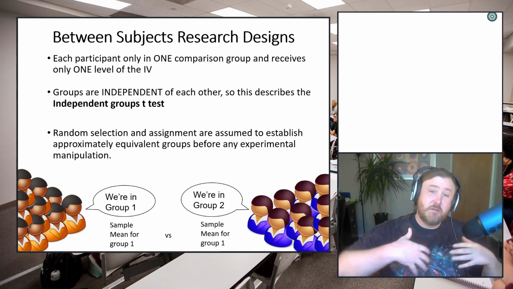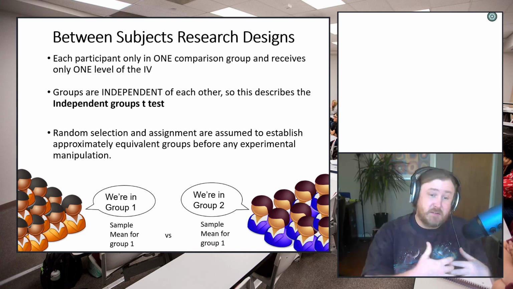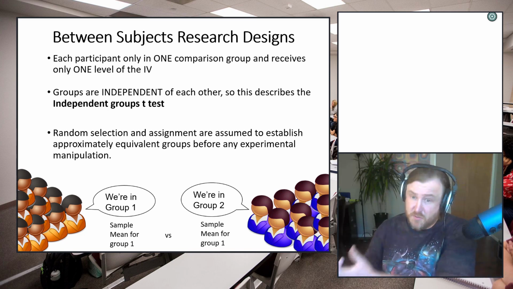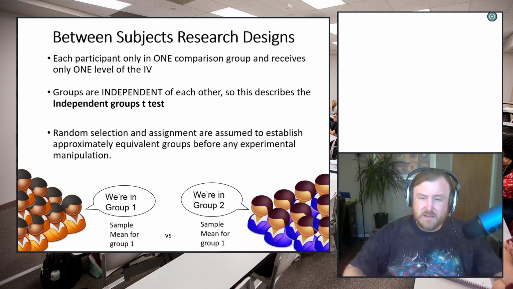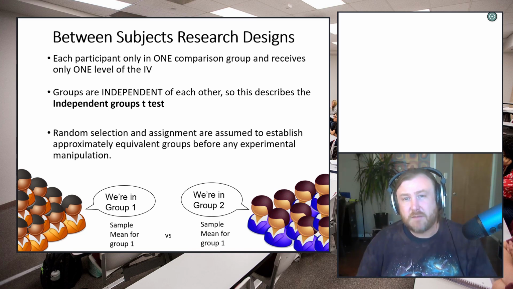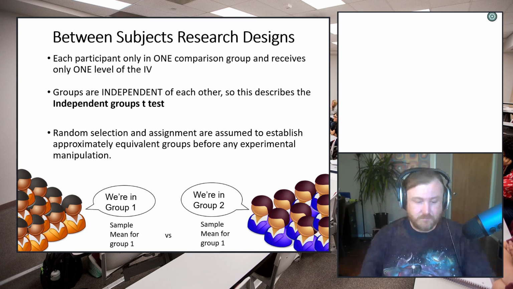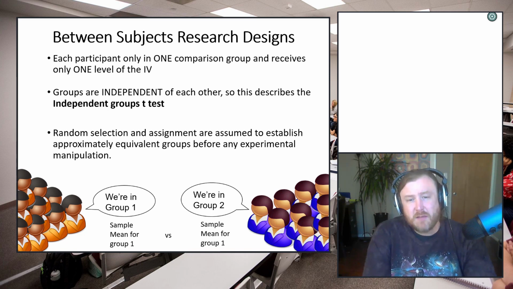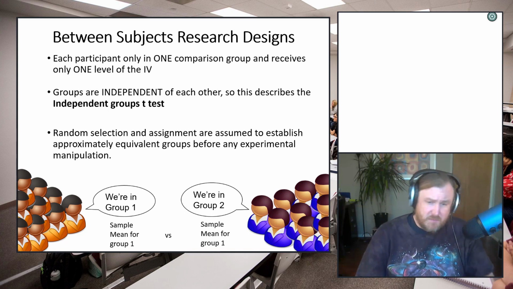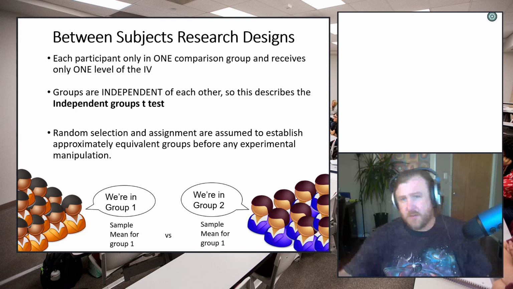And the likelihood that you're going to find someone who's extremely depressed in group 1 is the likelihood you're going to find someone extremely depressed in group 2. So all of these individual differences are intended to be controlled for through random selection and assignment. Okay, so again, an independent groups t-test is a between subjects test. It addresses a question that is of between subjects nature. And we're comparing a group of different individuals to a group of other different individuals.